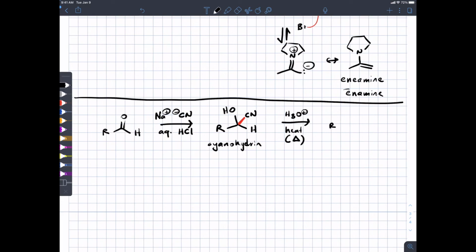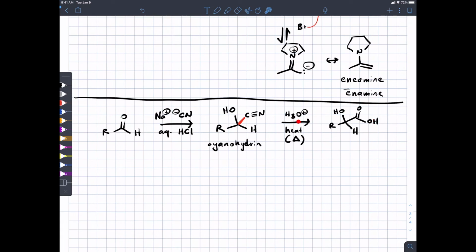That replaces the 3 carbon-nitrogen bonds with 3 carbon-oxygen bonds and converts the CN or nitrile group into the carboxylic acid. And the reason we're doing this is because carboxylic acids are very useful. They're easy to modify and convert into other things. So this is a useful synthetic sequence.